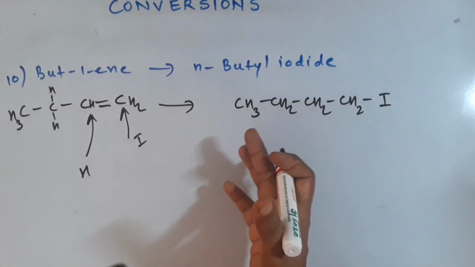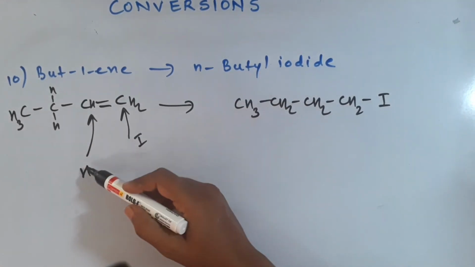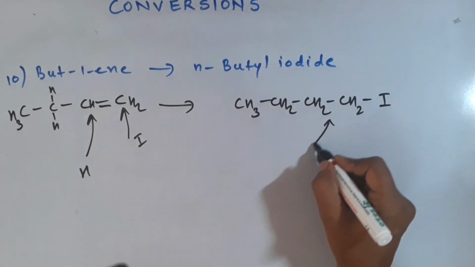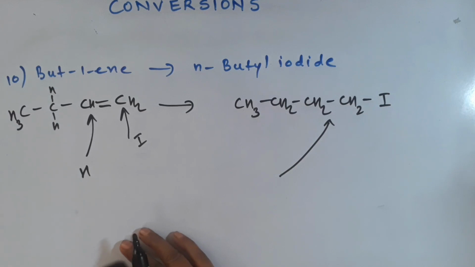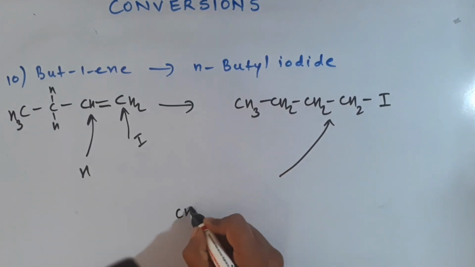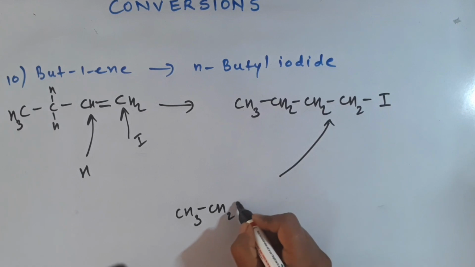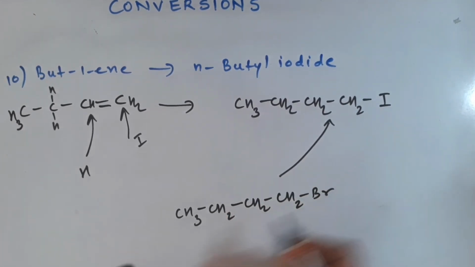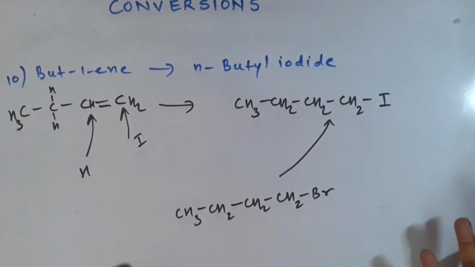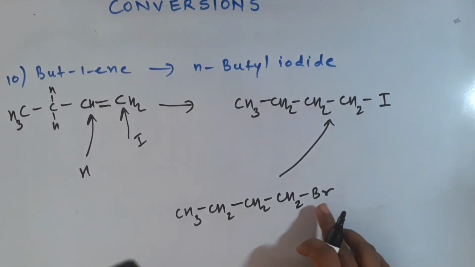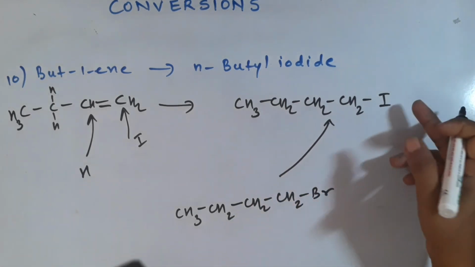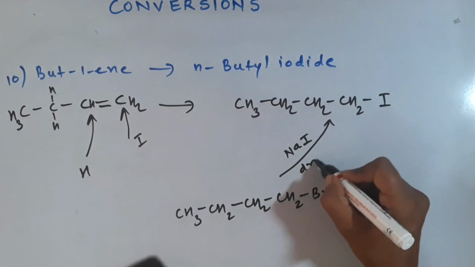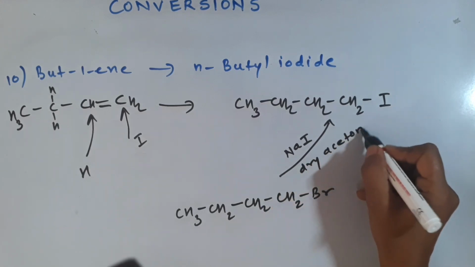This is going to be against the Markovnikov's rule because hydrogen is added to that carbon which has less number of hydrogen atoms. So this is going to be anti-Markovnikov's rule. Whenever we use anti-Markovnikov's rule, what product comes to your mind is HBr. So we will do retrosynthesis here and we will use bromine because we can use anti-Markovnikov's rule with bromine only. So bromine, if you convert it into iodide by using Finkelstein reaction, sodium iodide in dry acetone you have to use here.